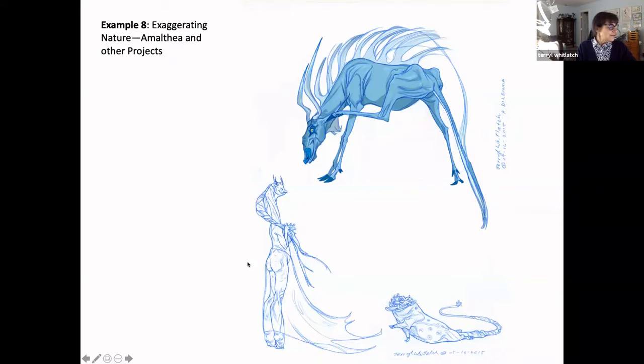And this is just playing around with Mrs. Jar Jar Binks and other characters from Star Wars.